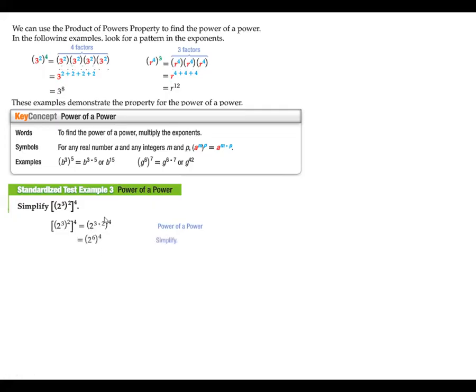But that whole expression, that whole factor is raised to the 4th power, which really means 4 factors of 2 to the 6th. So it'd be like 2 to the 6th times 2 to the 6th times 2 to the 6th times 2 to the 6th. Multiplying exponents, I get 2 to the 24th. All right, here's one for you to try. Go ahead and pause the video.